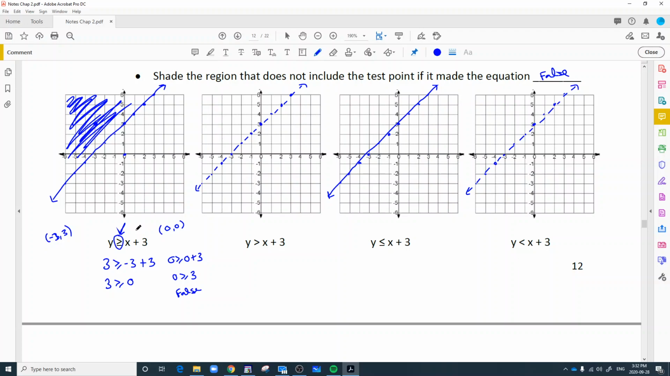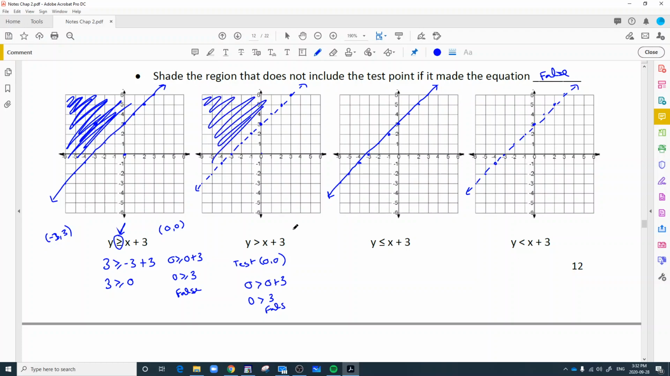If it comes out true, you're good. If it came out false, it should have been the other side. So usually what people do is they test 0, 0. So if I was to test 0, 0, is 0 greater than 0 plus 3? Is 0 greater than 3 is false. So this point did not make the equation true. So again, a point on this side will.